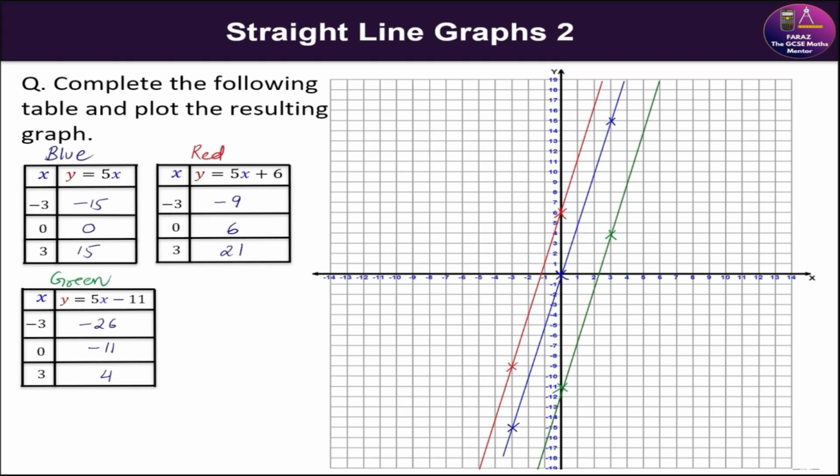Alright, now take a look at this. We have got three straight lines, blue, red and green. All of them have the same gradient of 5, so they are equally steep. That's why the lines are parallel to each other. But what's different is their y-intercepts. That's the point where each line crosses the y-axis. The blue line y equals 5x goes straight through the origin. The red line y equals 5x plus 6 has been shifted up, and the green line y equals 5x minus 11 has been shifted down.